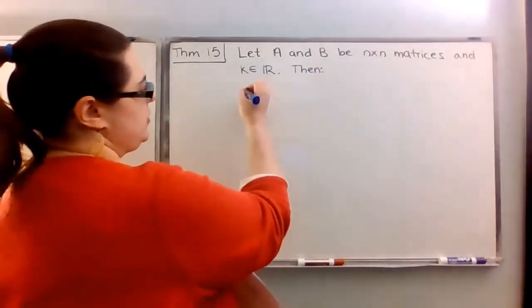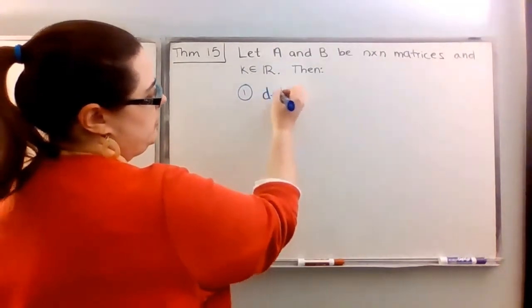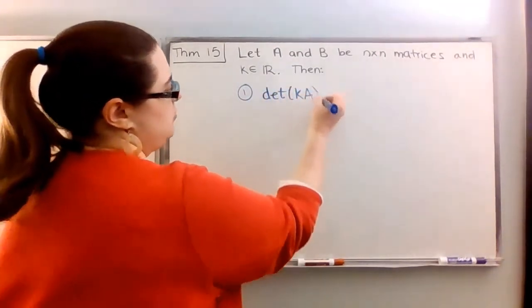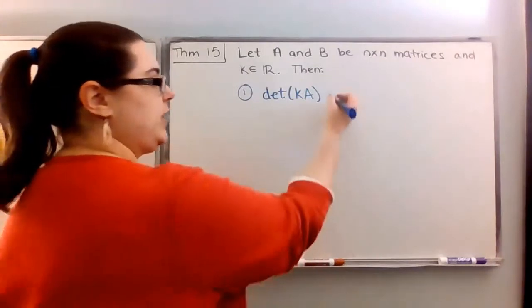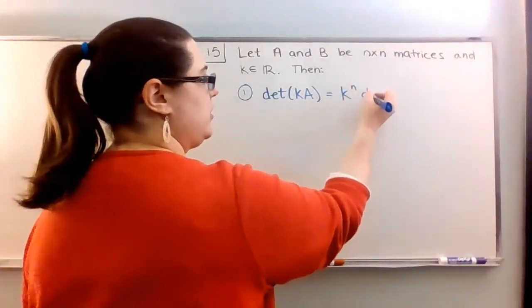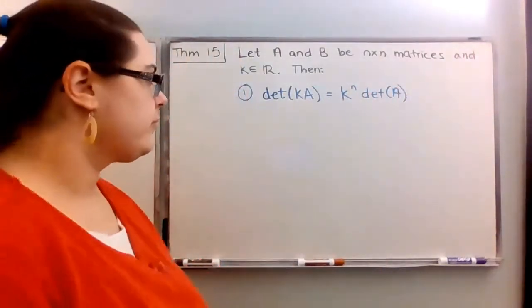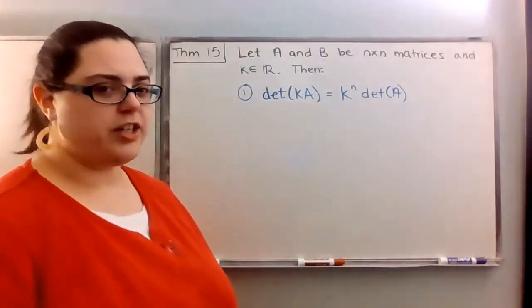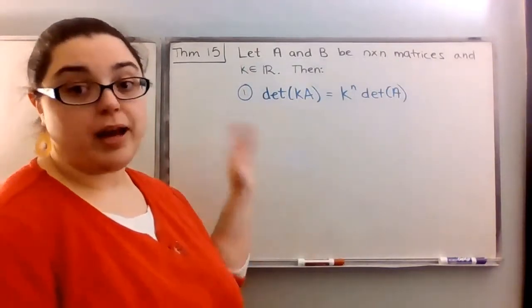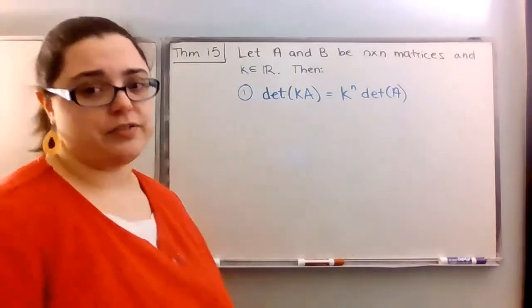So first, if I want to find the determinant of KA, that's going to equal K to the n times the determinant of A. Now this is a little bit strange, but we're going to talk about this one after we list all of the properties, about why we end up with K to the n instead of just K.